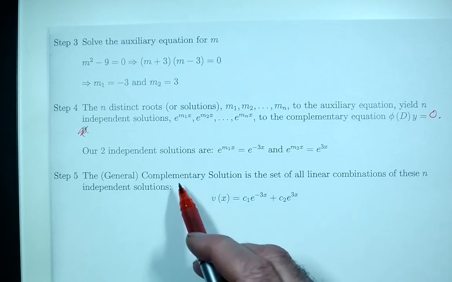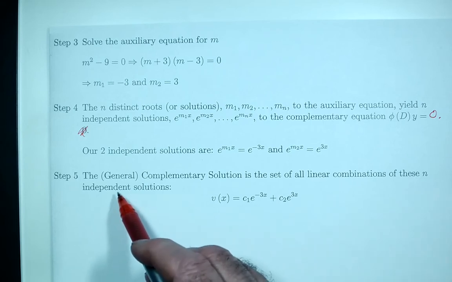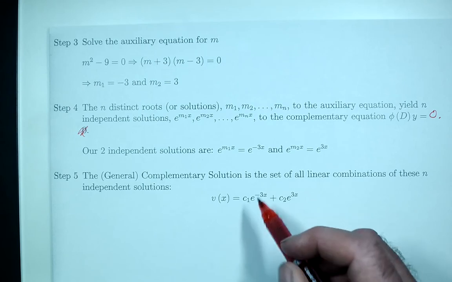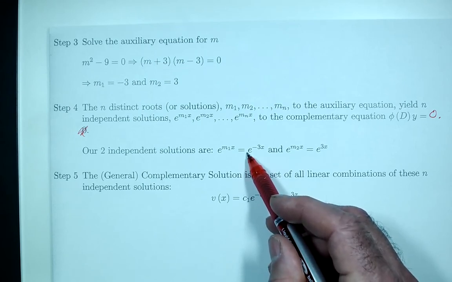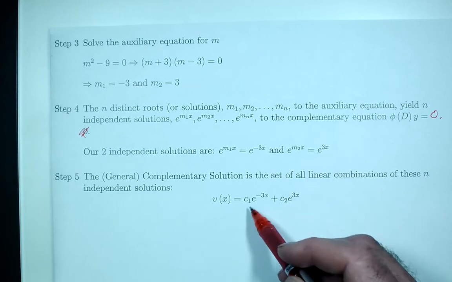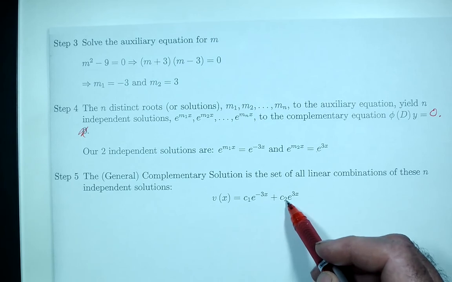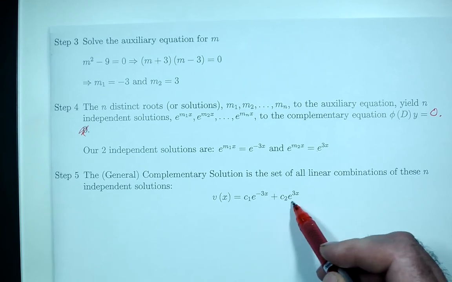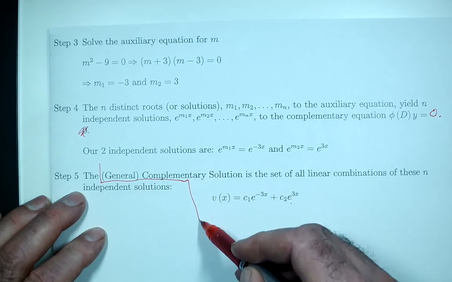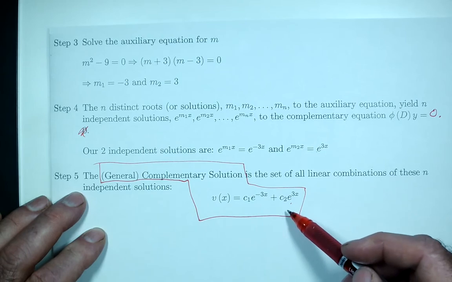The general complementary solution is the set of all linear combinations of these n independent solutions. So in other words, just multiply that by an arbitrary constant, multiply that by an arbitrary constant, and add them together. Here's our arbitrary linear combination of the two independent solutions. And this is the general complementary solution.